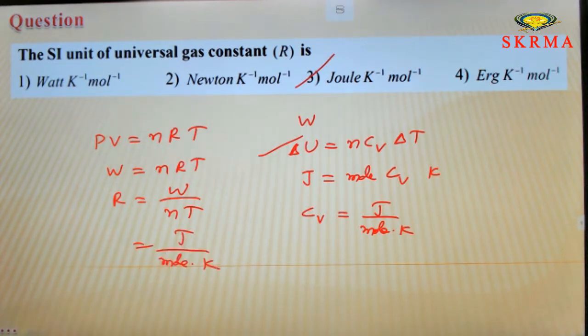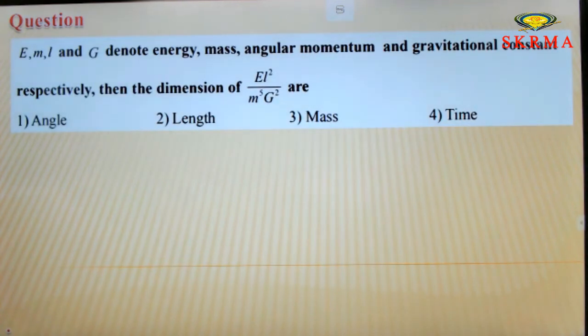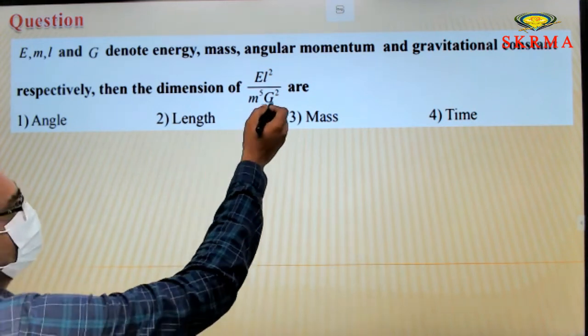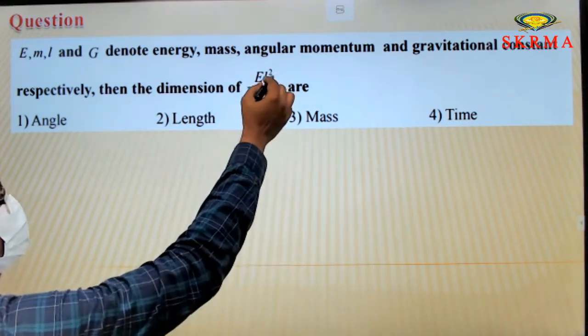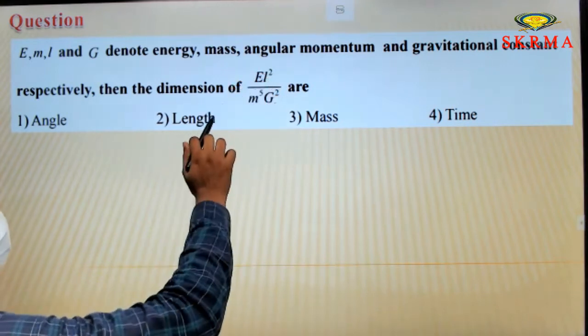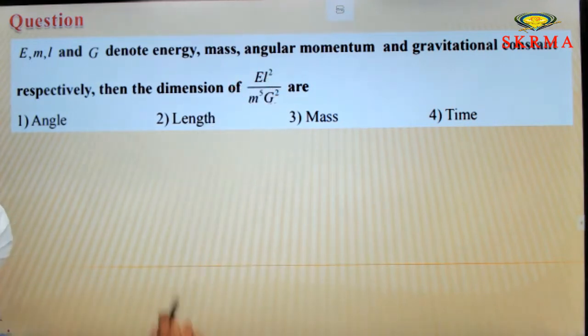Either this one or that one you can use. Next. E, M, L and G denote energy, mass, angular momentum and gravitational constant. Then the dimensions of E, L square, M power 5, G square. Now substitute each and every dimensional formula in that equation. Substitute energy, angular momentum, mass, gravitational constant dimensional formulas.